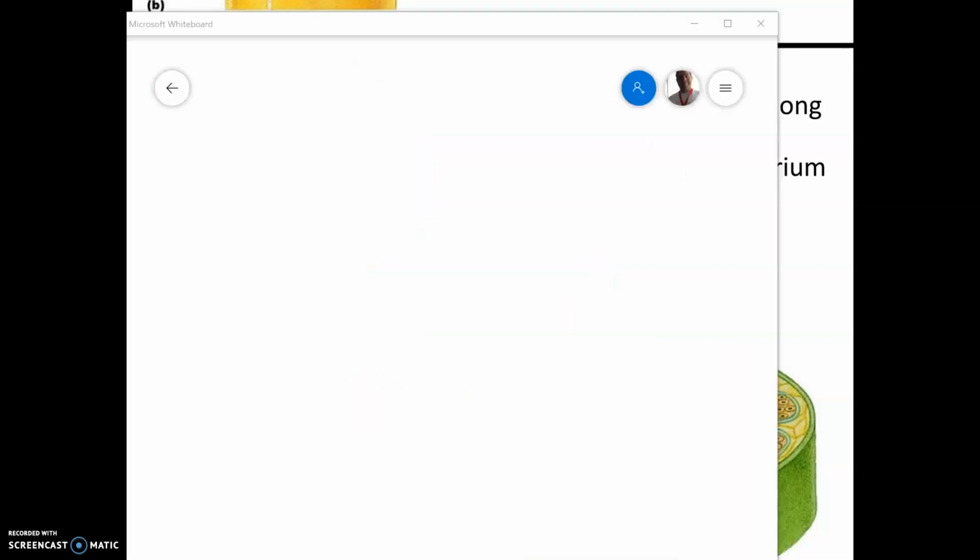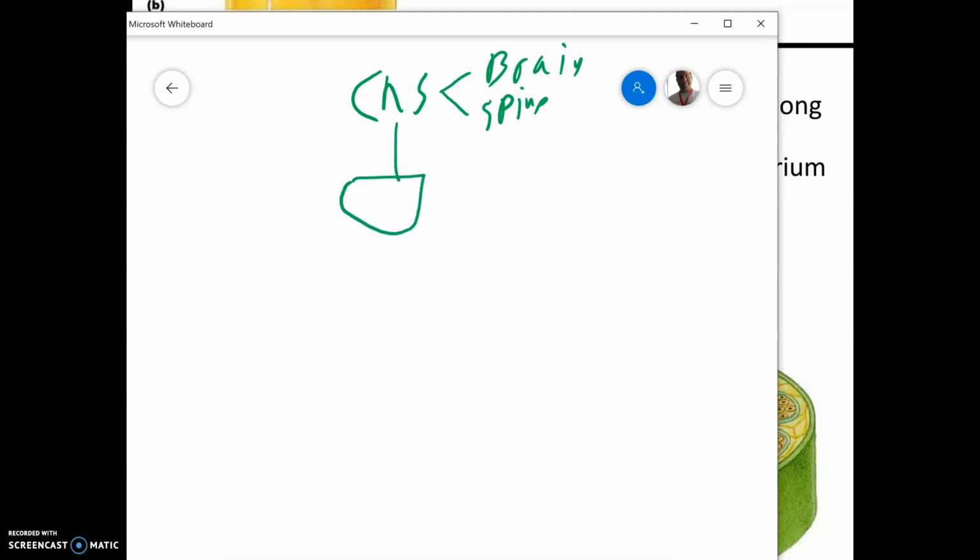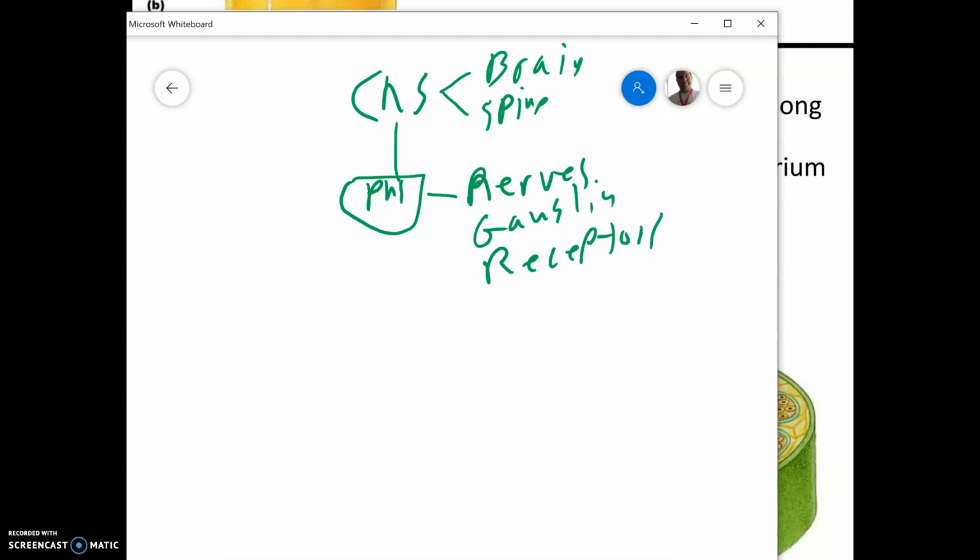So in closing, our nervous system, we have the CNS, which is brain and spine. And we have the PNS, which is nerves, which are made up of neurons, ganglia, and receptors. So that is our nervous system overview.